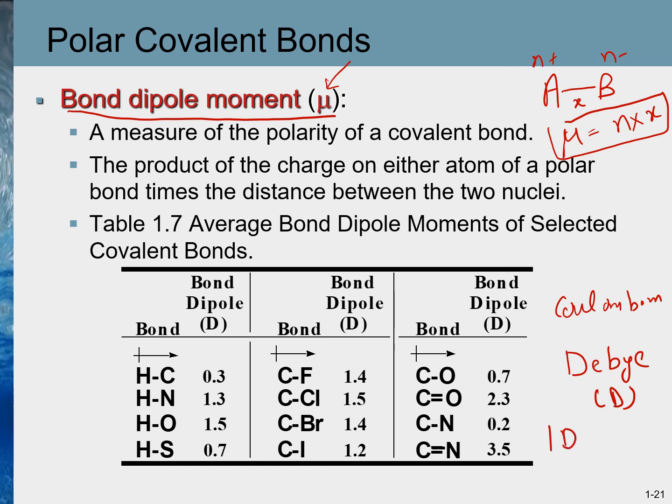One debye is equal to 3.3 times 10 to the negative 30 coulombs multiplied by meter. Values of various bond dipole moments are shown in this table.